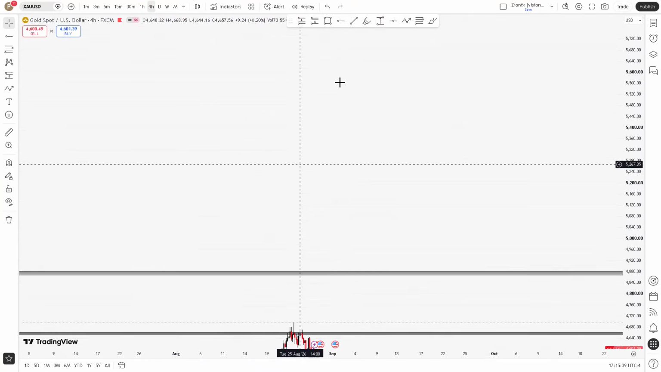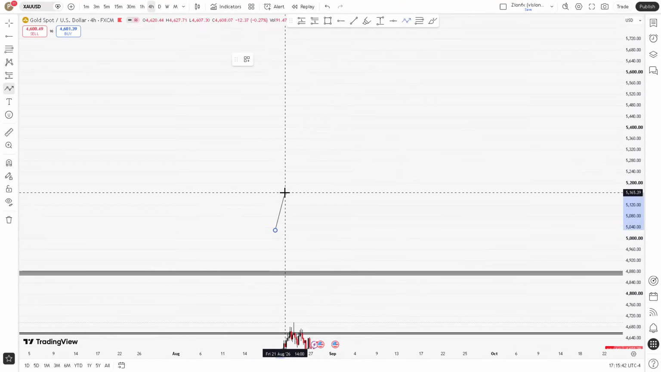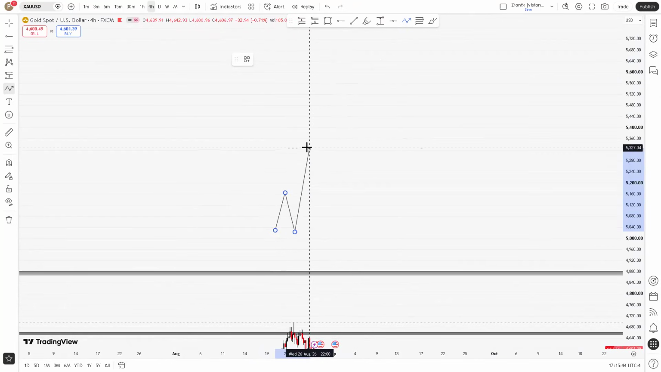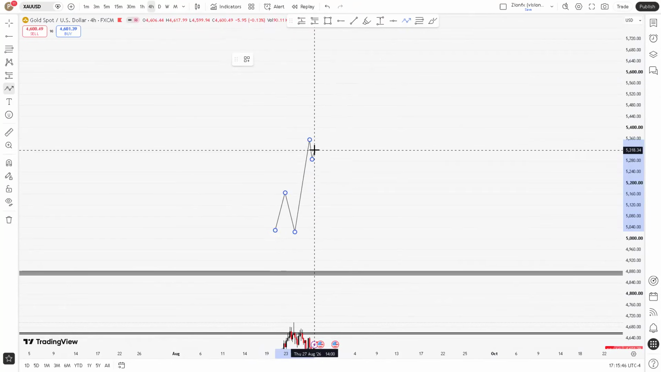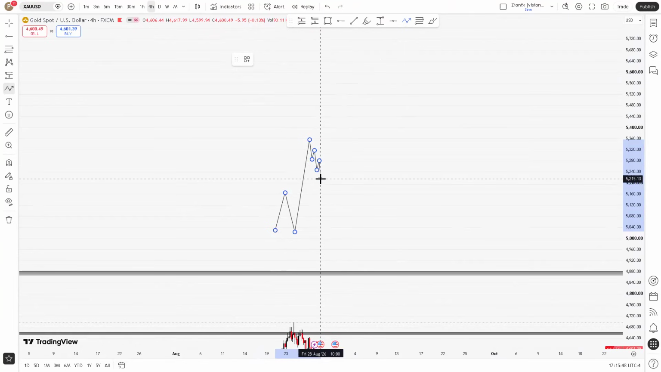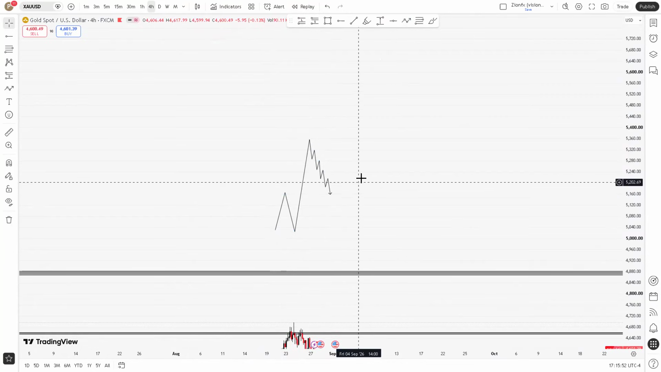Something like this. Let's say the market is going to the upside: higher high, higher low, higher high. The market might be doing something because the market doesn't just move straight, so a lot of traders will feel like the market has changed direction. The market has not yet changed direction.